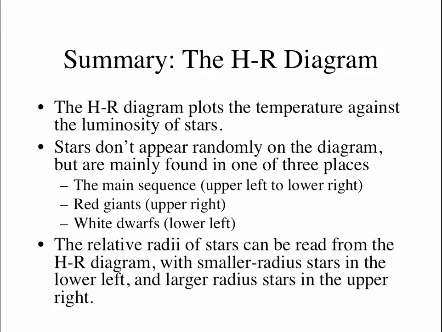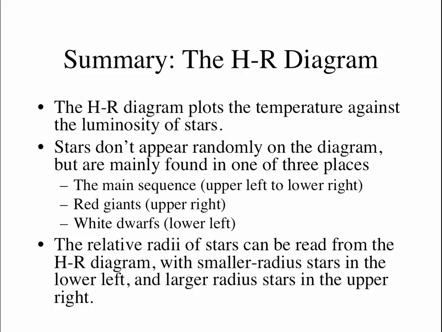So, a summary of what we've learned in this mini lecture. The Hertzsprung-Russell diagram is a plot of temperature on the x-axis versus luminosity of stars on the y-axis. Stars don't appear randomly on the diagram, but are mainly found in one of 3 places. The main sequence, which goes from bright blue stars in the upper left to faint red stars in the lower right, meaning bright hot stars to faint cool stars. Red giants, in the upper right, are bright but cool. And white dwarfs, in the lower left of the diagram, are faint but hot.